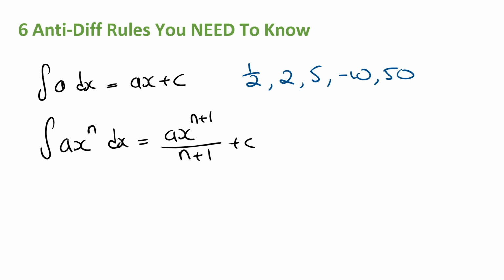Now there's one important thing you need to remember for this rule, and that is that you can't use this rule when n is equal to minus 1. And so n cannot equal minus 1. But you can use this for any other values of n.